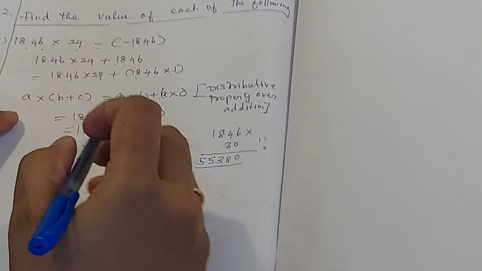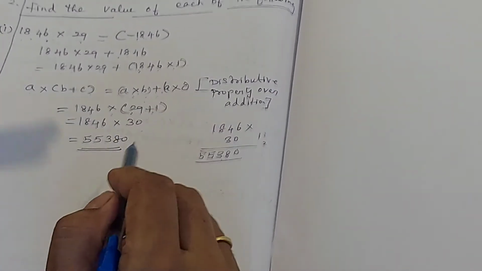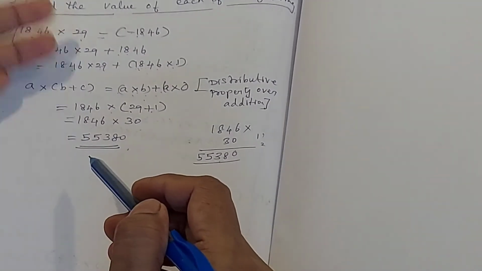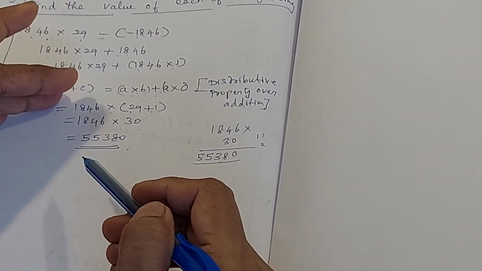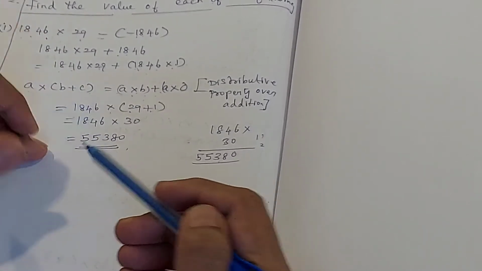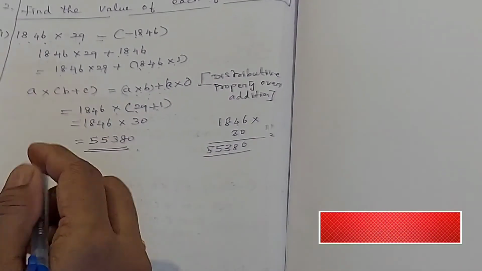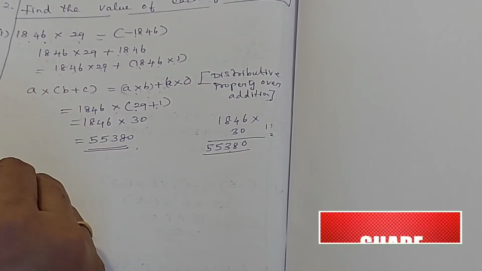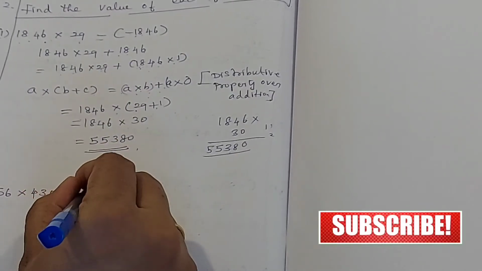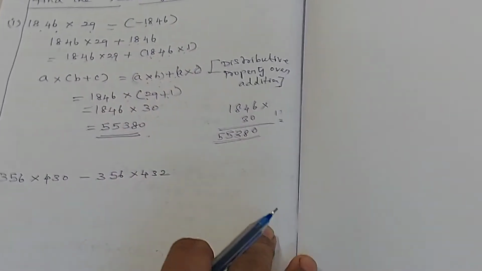From the given problem, you have to identify which form of property they have used. Okay, so then only you can identify. After identifying that property, you can do the problem. Okay children, next we will see the second one. What is the second problem? 356 multiplied by 430 minus 356 multiplied by 432.